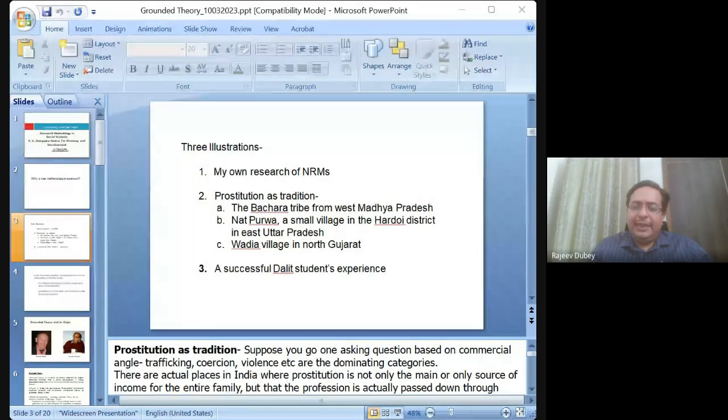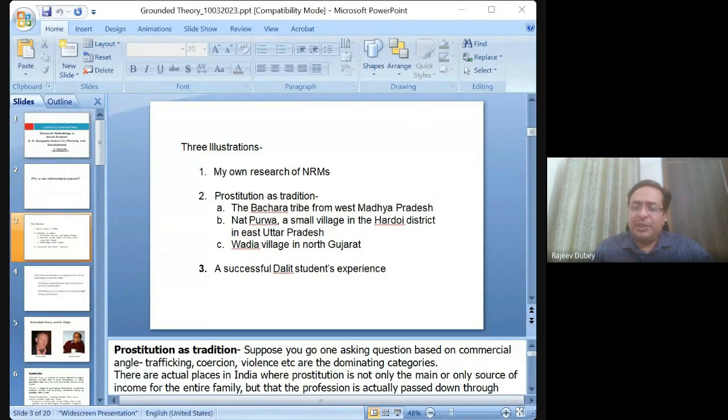Okay. The second illustration comes from gender studies. I don't know how many of you are aware of the fact that there are a few tribes where you can find that prostitution is a tradition. Now, suppose you go with the usual standards of morality to these tribes, and I will come to it one by one, and ask questions based on, for example, the commercial angle, that is human trafficking, from which prostitution has generally been glanced at, how trafficking, coercion, and prostitution have been looked at.